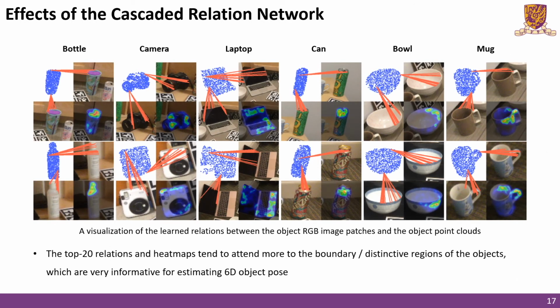This slide presents a visualization of the learned instance relation between instance image and instance point cloud. The red line indicates the top 20 relations for the query position on the point cloud. The heat map in the bottom right corner visualizes the accumulated relation across the whole point cloud. The visualization result shows that the learned relation attends more to the distinctive boundary regions of the object, and these regions are very informative for pose estimation.